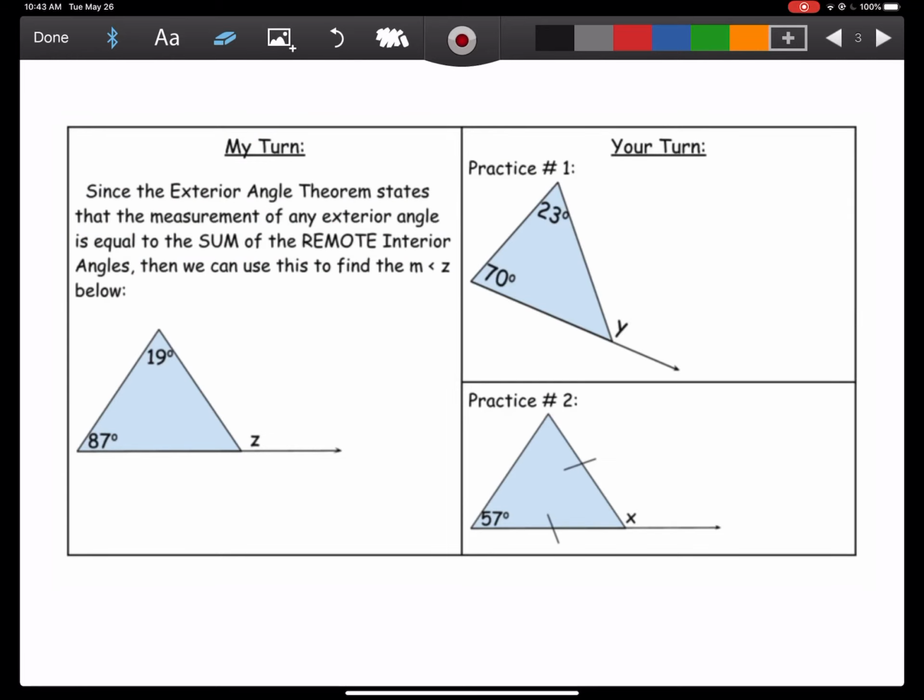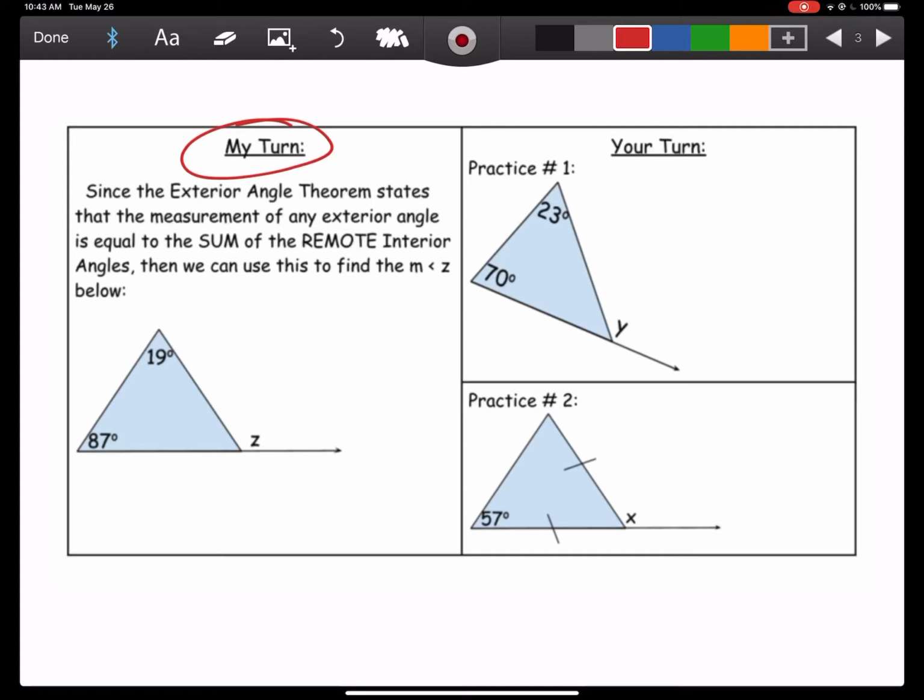Now, on the bottom, what does this mean for us? Well, again, I wrote it out. I would like you to write all of this out. You don't really need the boxes. You can spread out the examples however you want. But we have, under my turn, since the exterior angle theorem states that the measurement of any exterior angle is equal to the sum of the remote interior angles, then we can use this to find the measure of angle Z below.